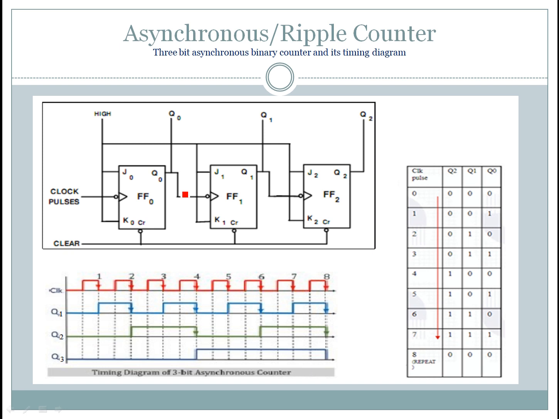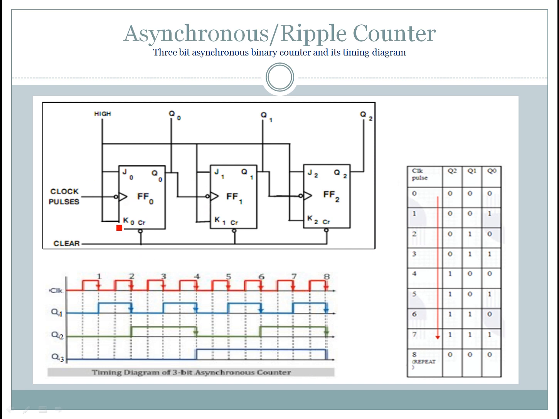So now it requires 3 flip-flops, and here you can use JK flip-flop or you can use T flip-flop. So here I am using the JK flip-flop. I connected the J and K inputs of the flip-flop to logic high. So that means it is acting as a T flip-flop, because already we know that when both J and K are connected to logic high, it toggles the output. That means it acts as a T flip-flop.